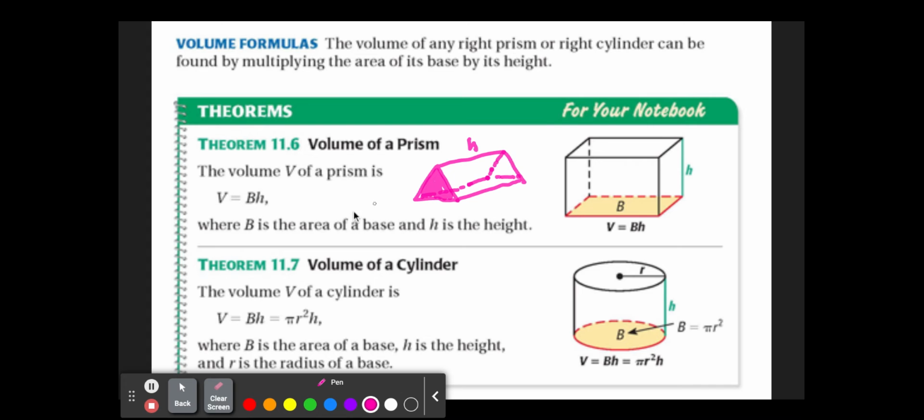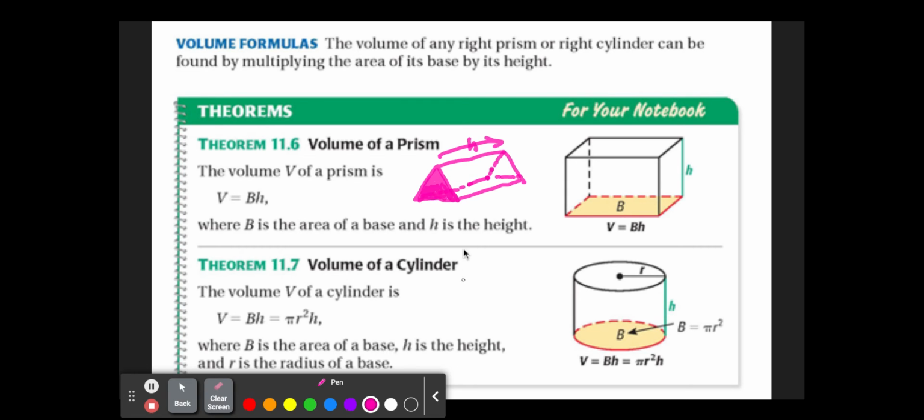So I think it's better not to think of it as memorizing this formula, but to have an understanding of the concept that with a prism, I really just need to find the area of the base and then multiply that by, well, how deep does this thing go? How much am I extending this two-dimensional shape to turn it into a three-dimensional shape?